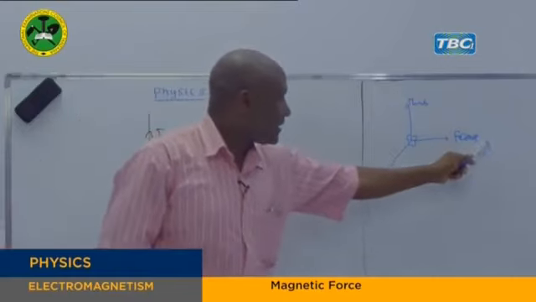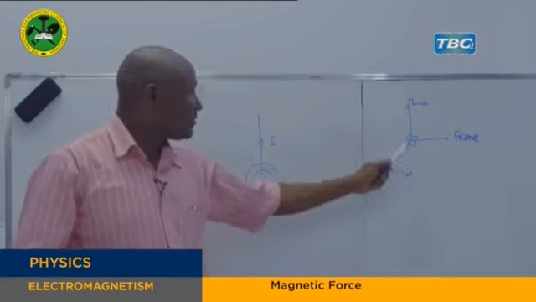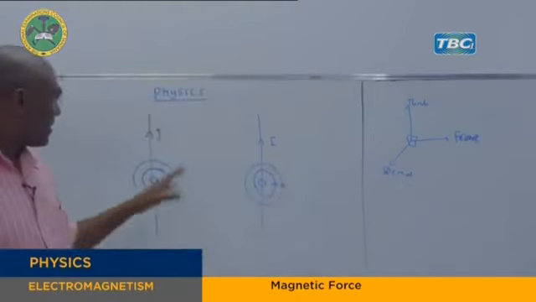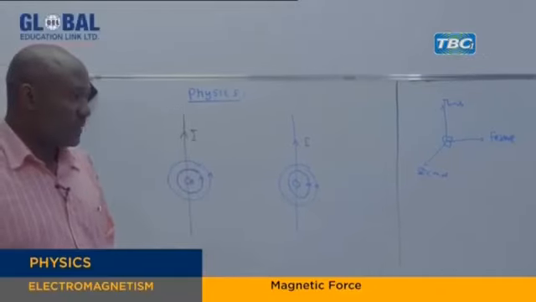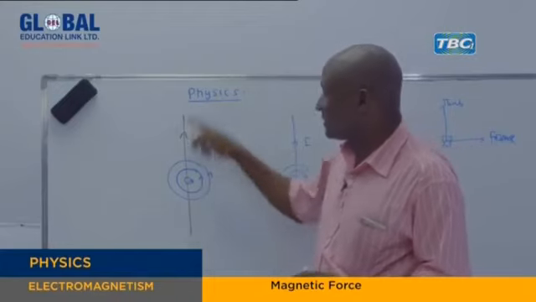The thumb is used to give us the direction of the force. When the direction of the magnetic field is known, and the direction of the current is known, you can find the direction in which the force will be acting. For example, let's go back to our diagrams here. So we have these diagrams. We know the direction of the current.